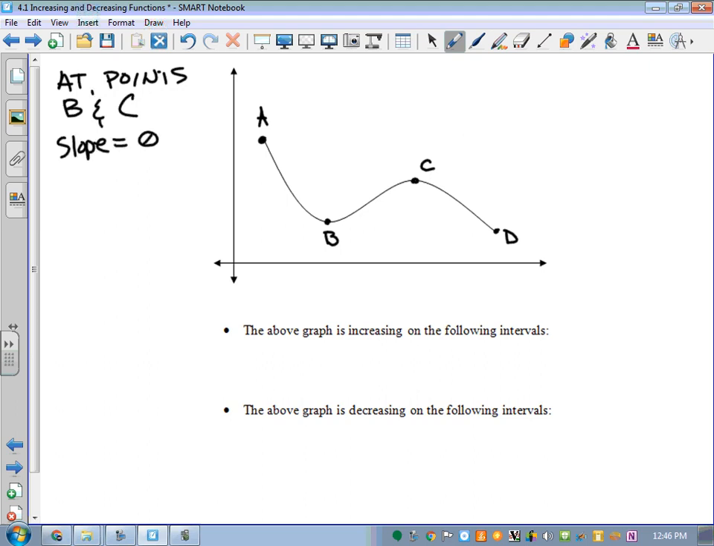And that's very important: if the slope is 0, it's neither increasing nor decreasing. We're going to exploit that fact as we work through the course, because that's actually going to allow us to find vertexes or vertices on graphs, which is a big advantage.